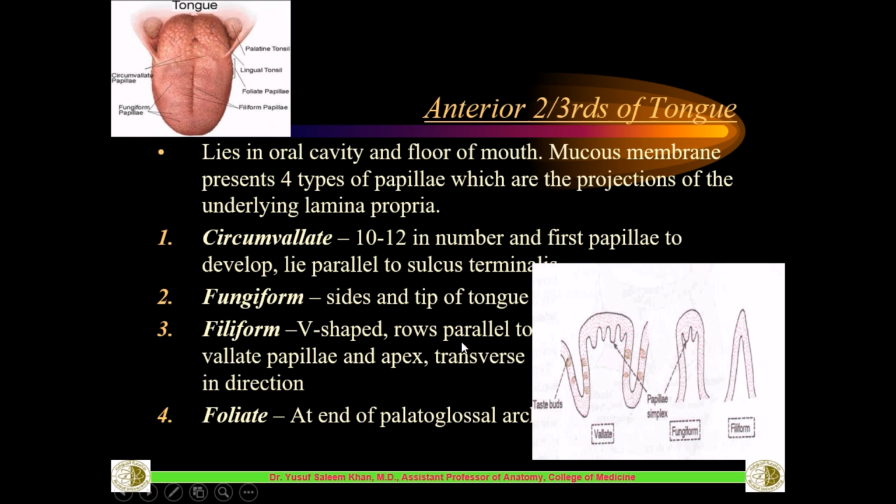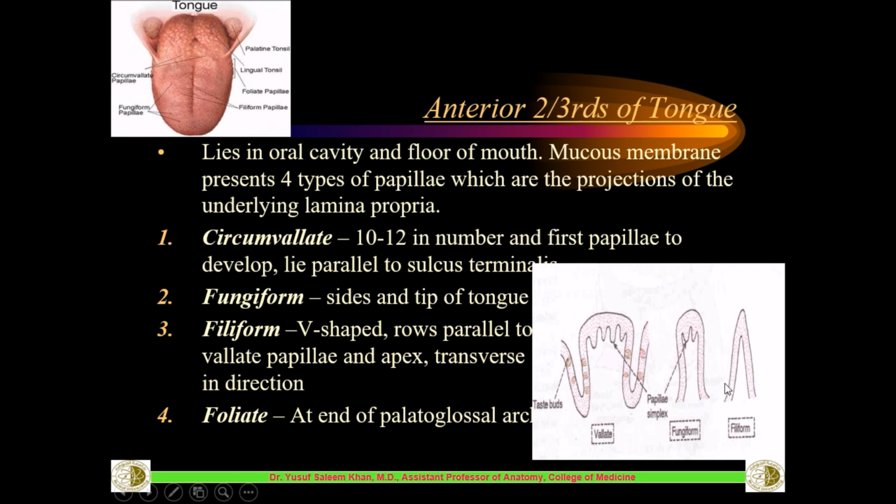Then we have the second type, the fungiform papillae. These are broad papillae, but smaller compared to the circumvallate. This is the fungiform papillae, and they are present on the sides as well as the tip of the tongue. These are the fungiform papillae which are present on the sides as well as the tip of the tongue.